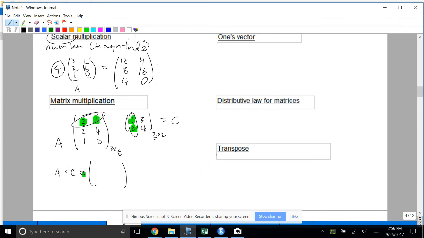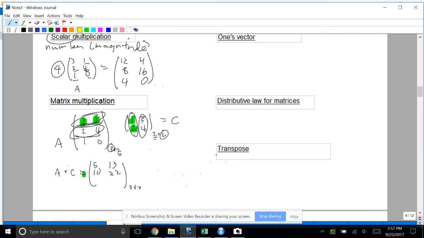And so what we end up with is a 3 by 2 matrix, the first set of rows and the last set of columns. And so what do we have here? First row, first column is 5. First row, second column is 3 times 3 plus 1 times 4. So that's 9 plus 4 is 13. Then we have second row, first column, 2 plus 8 is 10. Second row, second column, 6 plus 16 is 22.